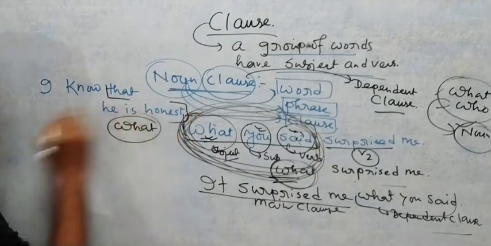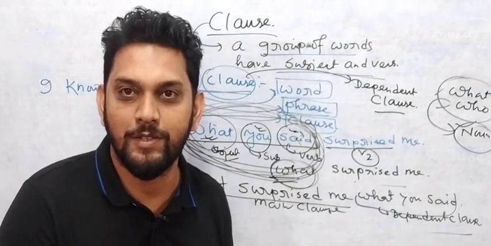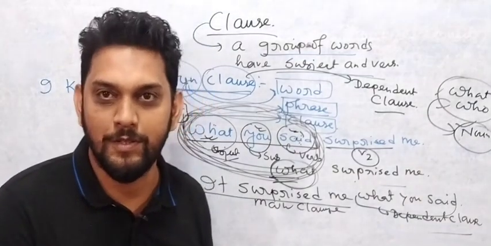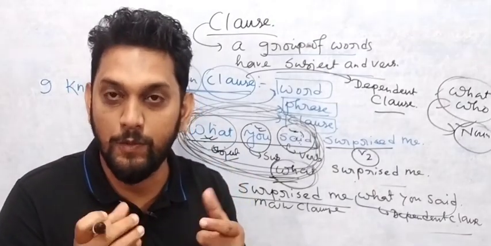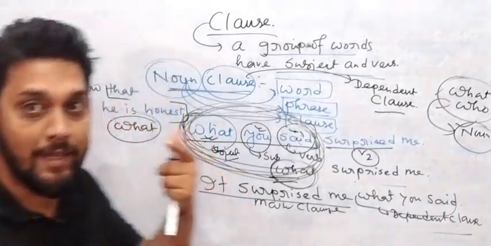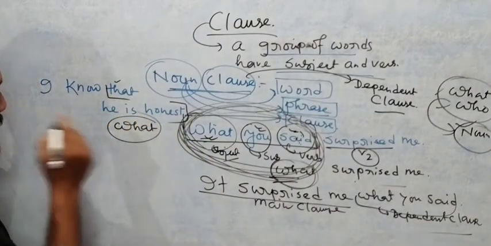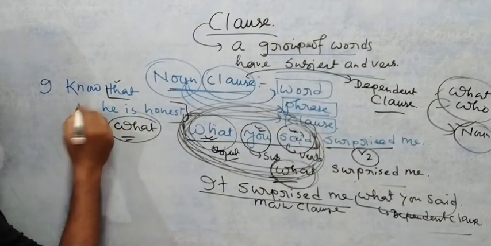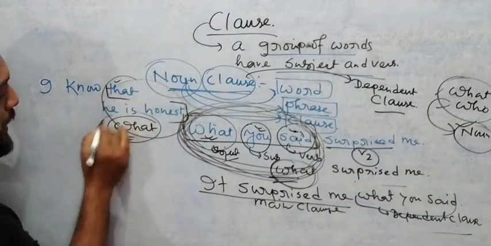I know what? That he is honest. So we got the answer of what? I know what? That he is honest. So that he is honest, that would be a noun clause.